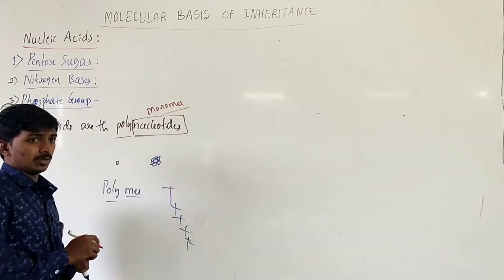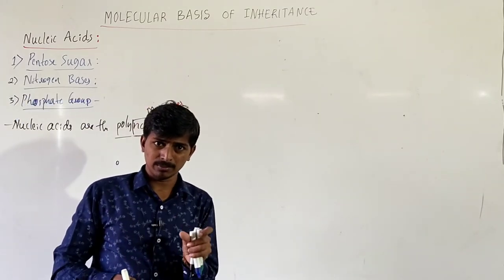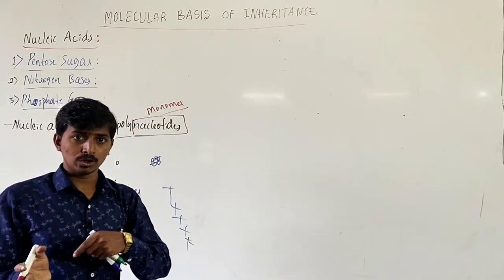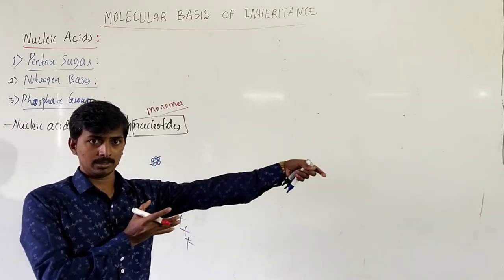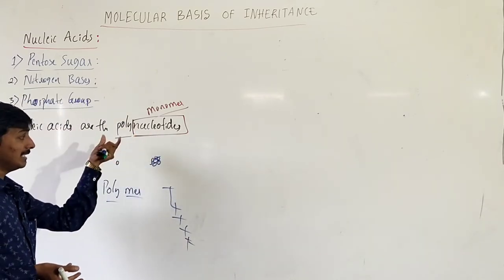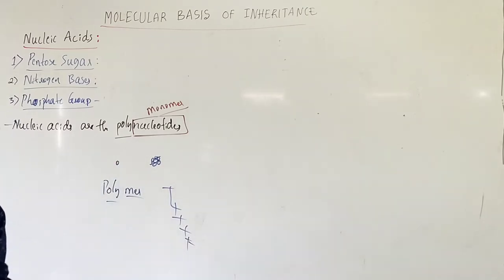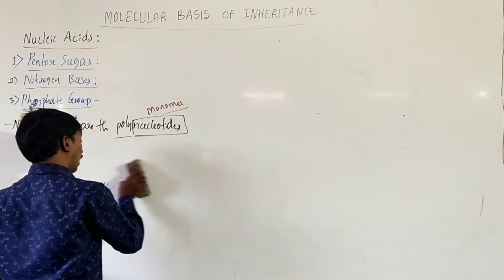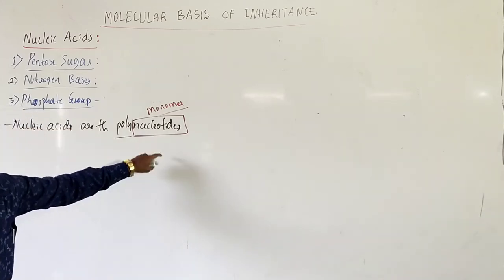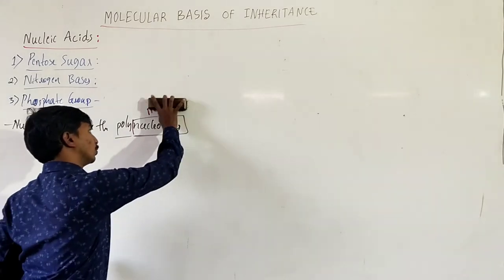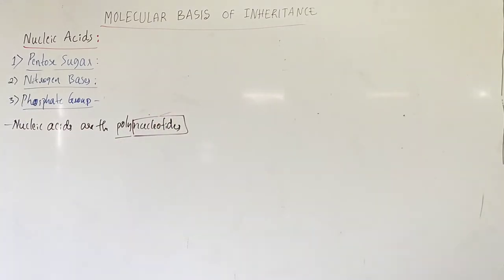As we say, glucose, a monosaccharide, is the monomer, and polysaccharide is the polymer. Amino acid is the monomer, protein is the polymer, polypeptide. Similarly here, nucleotide is the monomer and the DNA or polynucleotide is a polymer. Now our duty is to understand how this nucleotide is formed, how one monomer is formed. For that we should combine all these three.